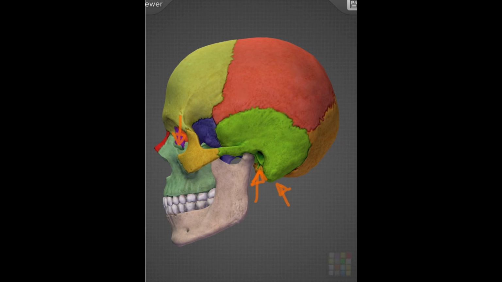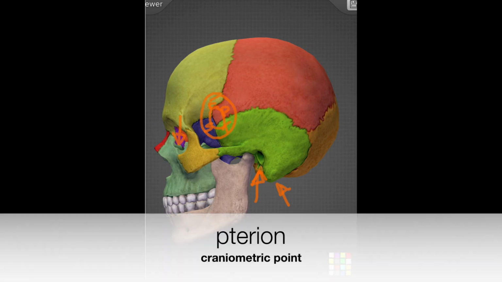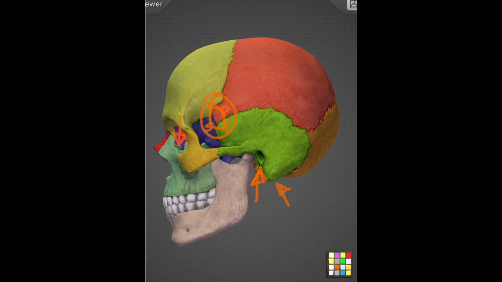In this view, we get a good look at this area here, which is where the frontal, parietal, temporal, and sphenoid bones meet, and this junction is called the pterion. It's one of the many craniometric points which serve as landmarks for measuring various parts of the skull, which is useful in radiology and in anthropology.